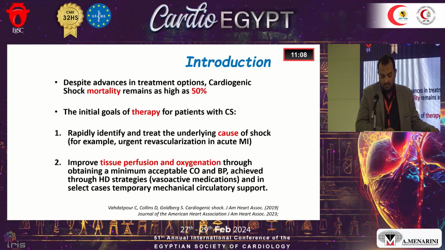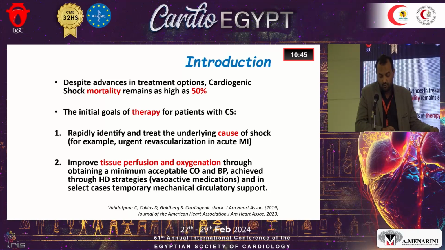Despite advances in treatment options, cardiogenic shock mortality remains as high as 50%, and the initial goal of therapy for cardiogenic shock should be to know the underlying cause and to improve tissue perfusion. If you know the underlying cause of the shock and you start urgent revascularization, this definitely decreases mortality and improves tissue perfusion and oxygenation.